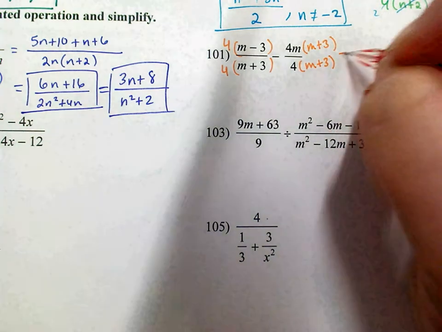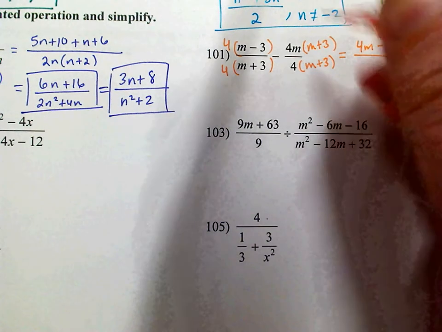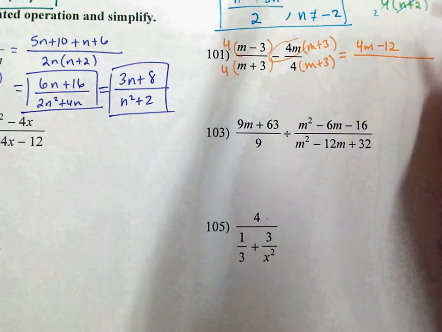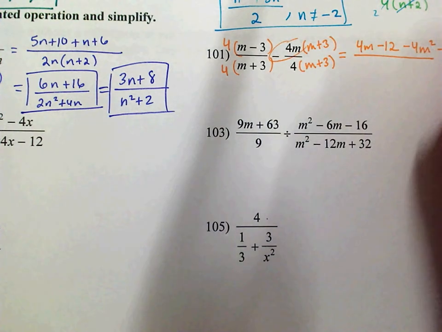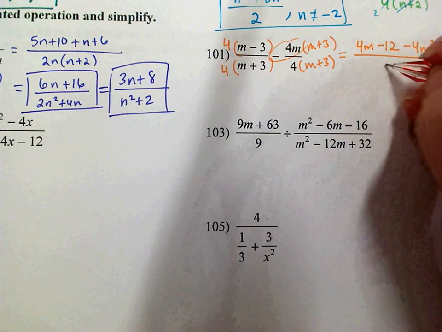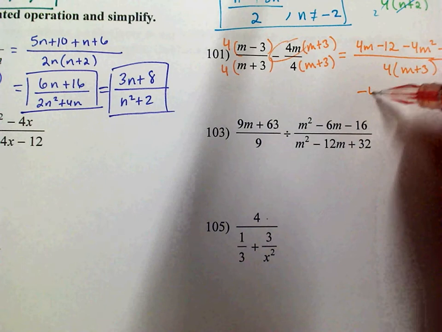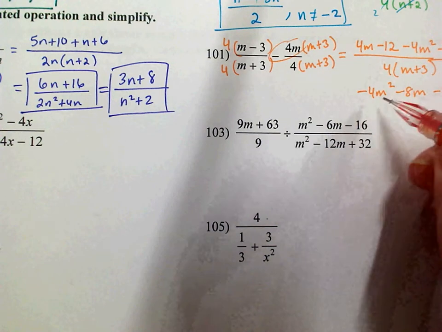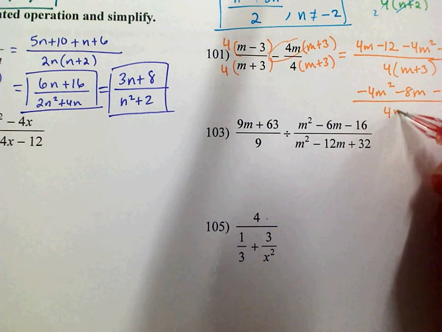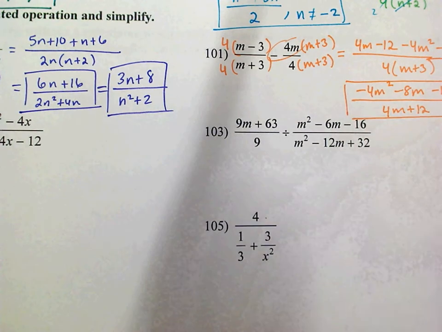So I've got 4m minus 12. And then now I'm going to distribute a negative 4m. So minus 4m squared minus 12m. Over the common denominator, 4 times m plus 3. So let's combine like terms. I've got negative 4m squared minus 8m minus 12 over the common denominator, 4m plus 12. And that is my final answer.